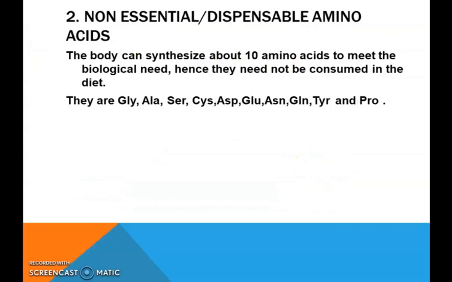The second one is non-essential or dispensable amino acid. These are synthesized in our body and they need not be consumed in the diet. There are mainly 10 non-essential amino acids. They are Glycine, Alanine, Serine, Cysteine, aspartate, glutamate, asparagine, glutamine, tyrosine and Proline.